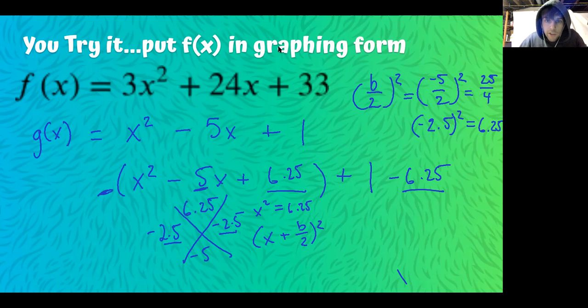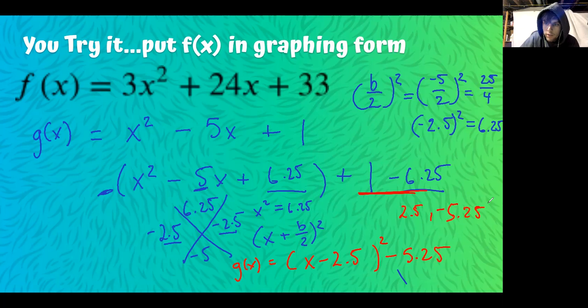Running out of room a little bit, but that's okay. Putting these together, I'm getting negative 5.25. And that factored as x minus 2.5 squared. And we call this g of x. So there is our vertex, 2.5 comma negative 5.25. That would be our vertex from here.